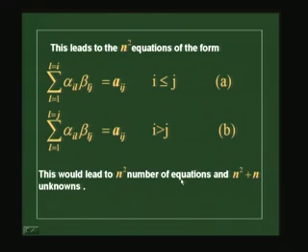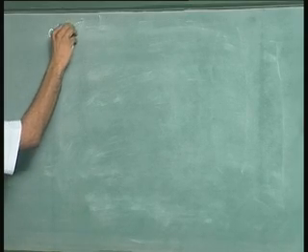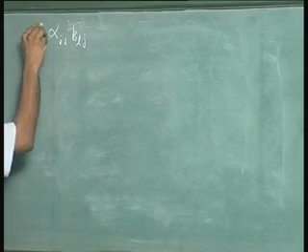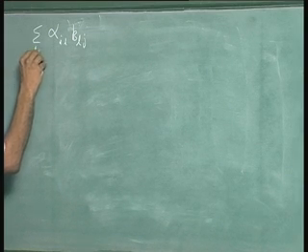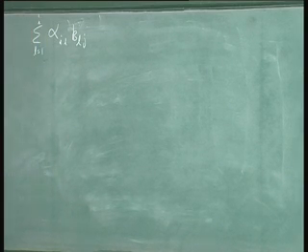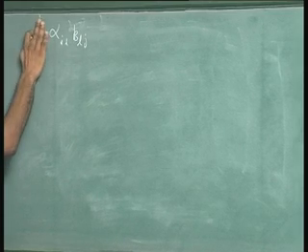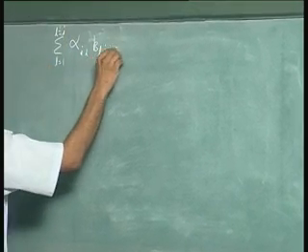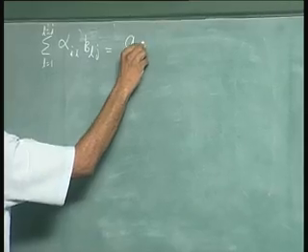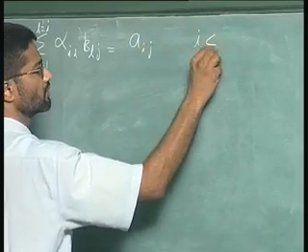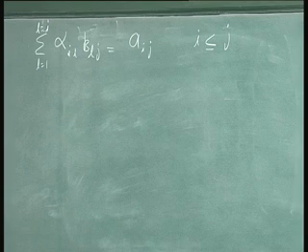So we have two sets of such equations, that will be n square equations. Now this is important, so we write them down here again. The first is the sum over l going from 1 to i of alpha il beta lj, and that will be equal to Aij. This is for i less than or equal to j.